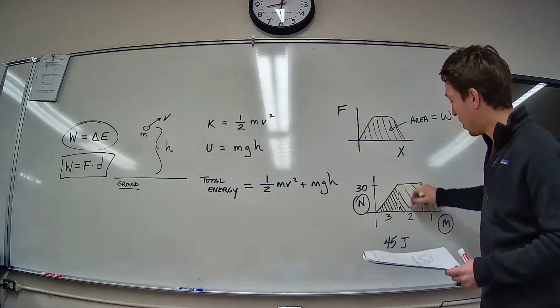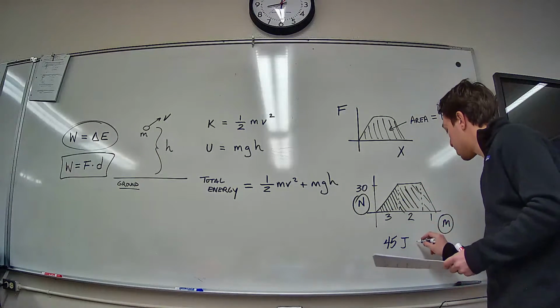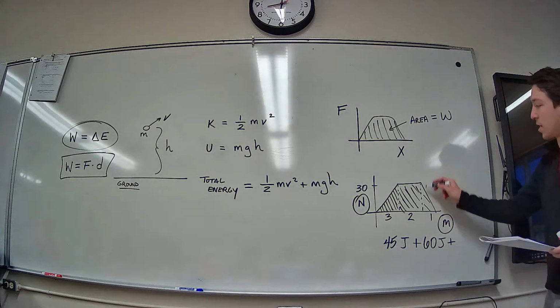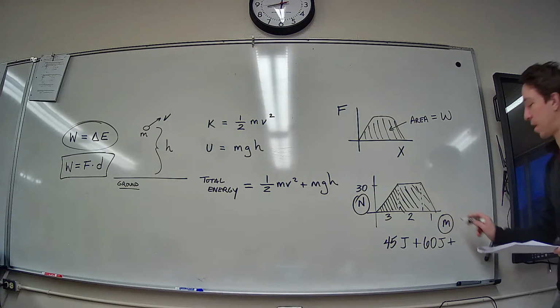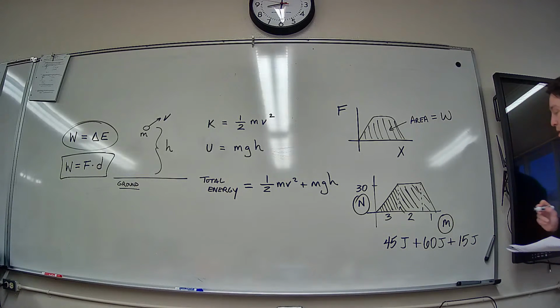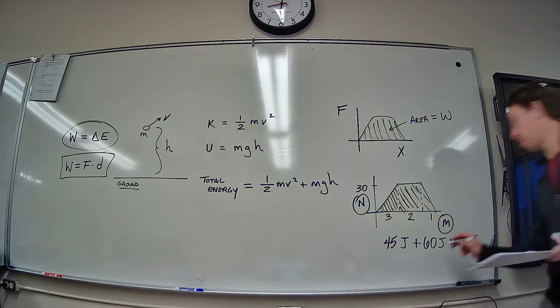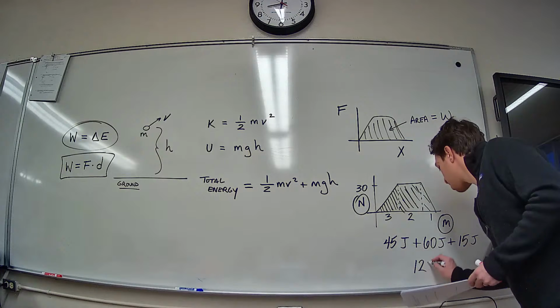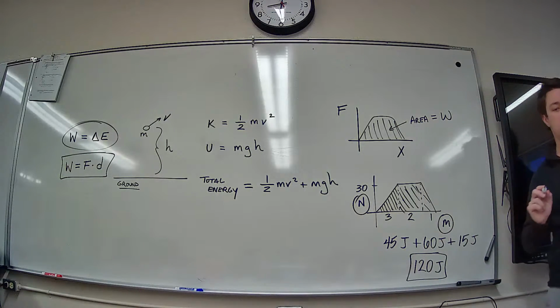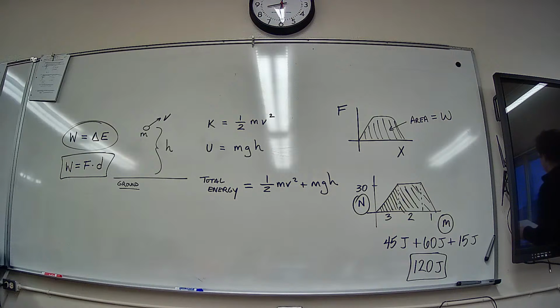And then this next piece would be 2 times 30, which is 60. So then you add 60 joules. And the last one is 1 times 30 divided by 2 is 15. And so you add that all up, you get 120 joules. So before we move on, are there any questions? It's pretty straightforward, right? Okay, and then it says, what's the block's final velocity?